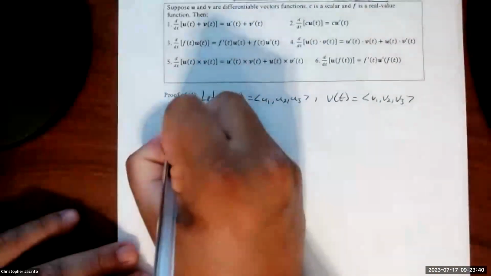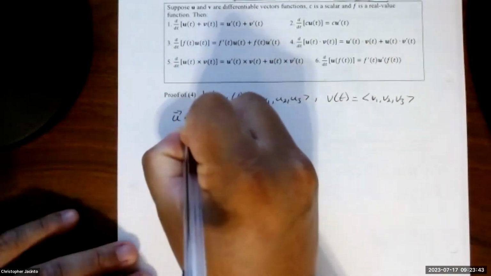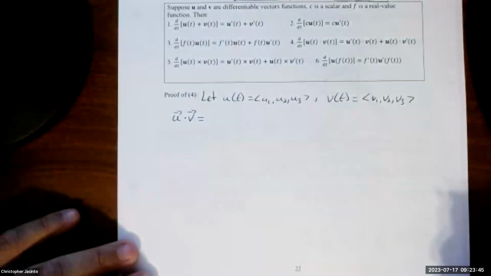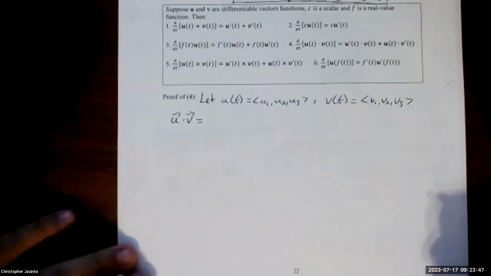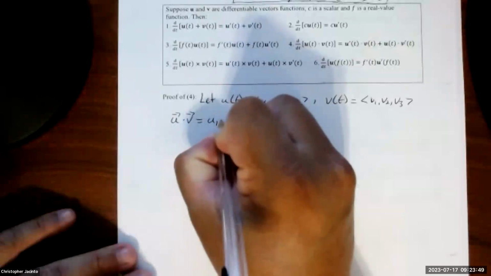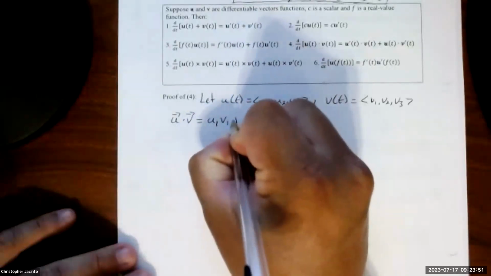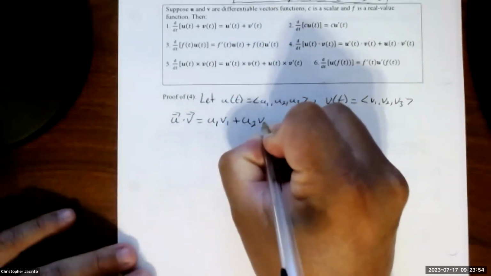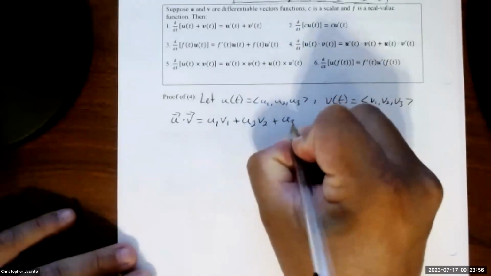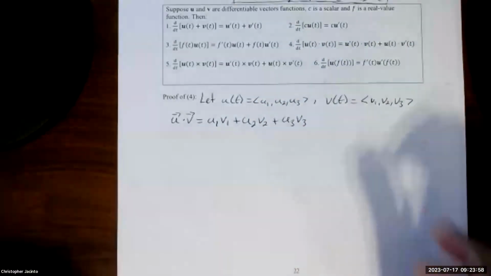So therefore, u dot v, going back to our old definition, right? Just the regular old dot product definition, is the multiplication of each component added together. Like that.